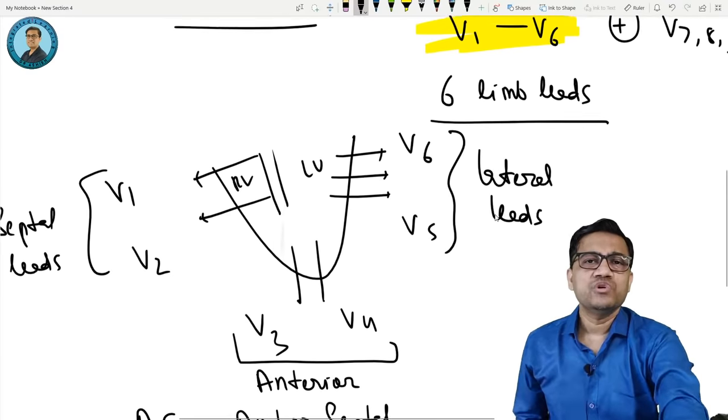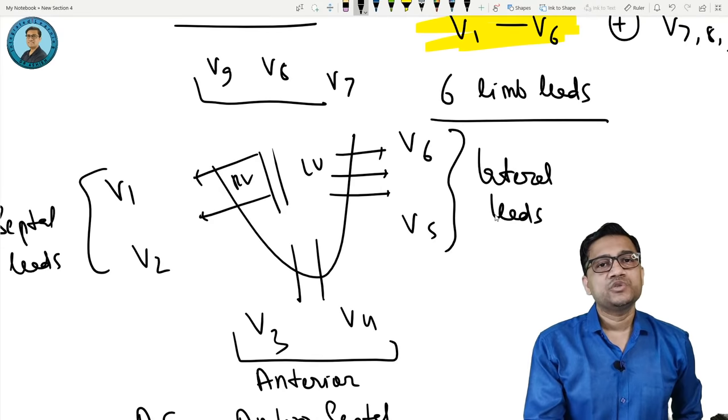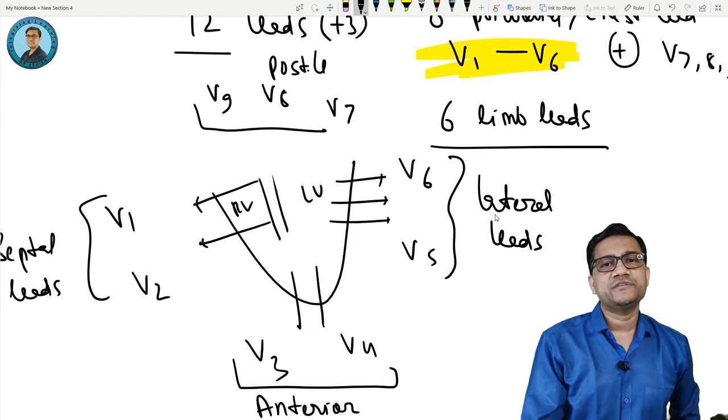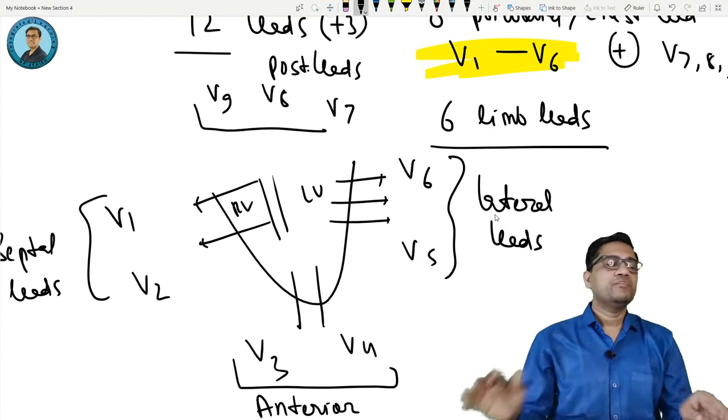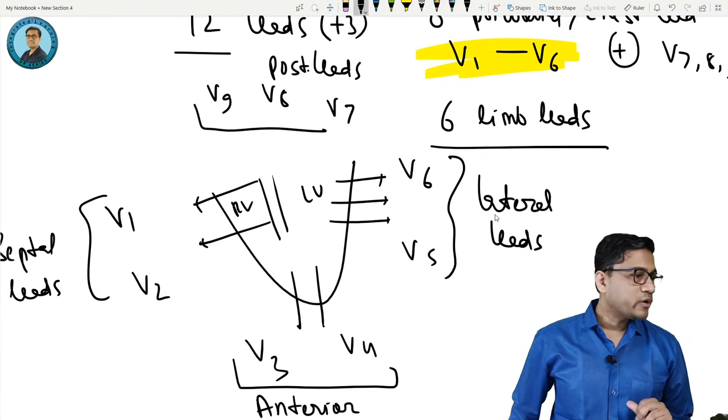We don't have to do that. It will be very cumbersome. V7, V8, V9 are posterior leads. So, you can skip that because, again, it is better that we do a transesophageal recording for that. Okay, so posterior leads, please skip. Are you clear now?